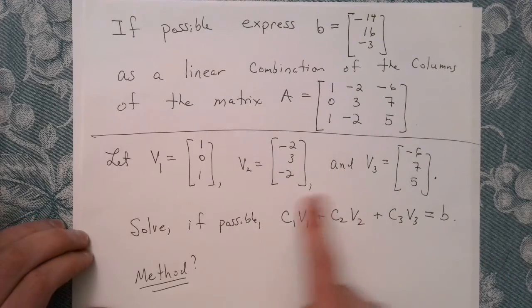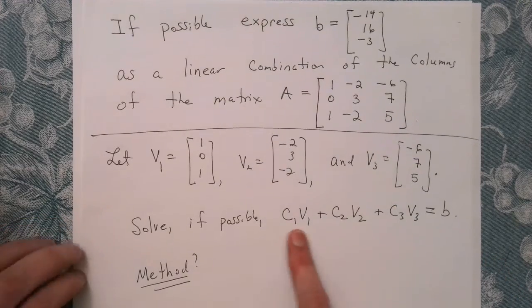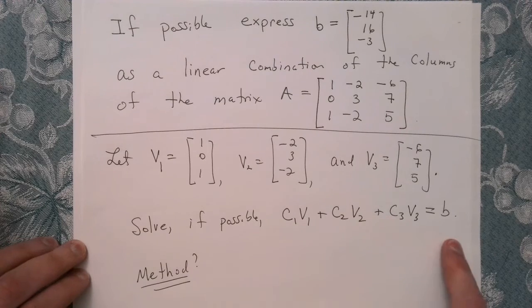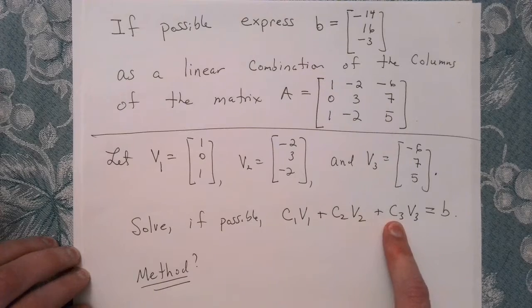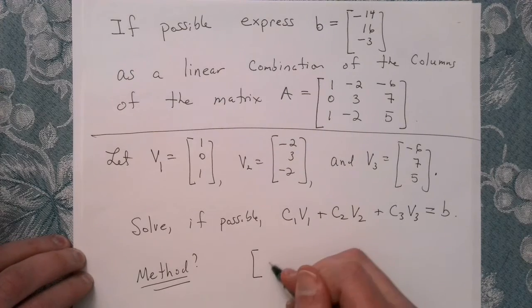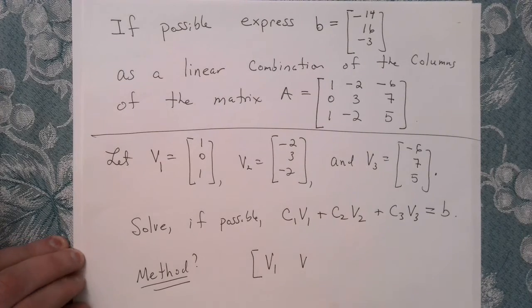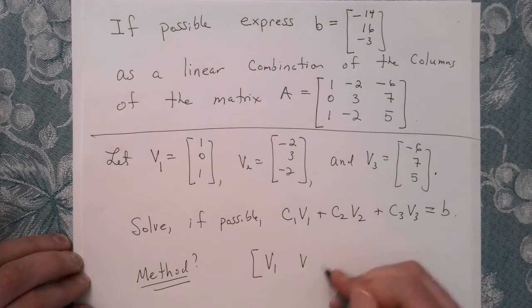So you want to have this in mind. As soon as you see linear combination, by the definition, you want to have this equation in mind. Are there solutions? Can I find c1, c2, and c3? That's what we're solving for. The method, again, is an augmented matrix. The columns are the columns of A. Those are our column vectors. Remember, the c's are numbers, they're scalars.